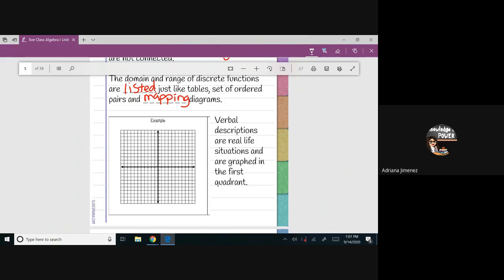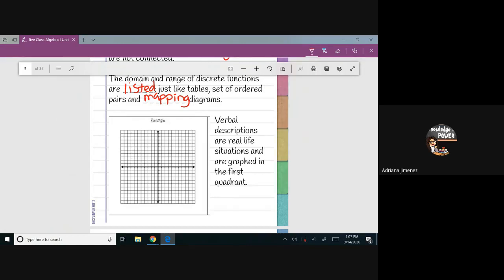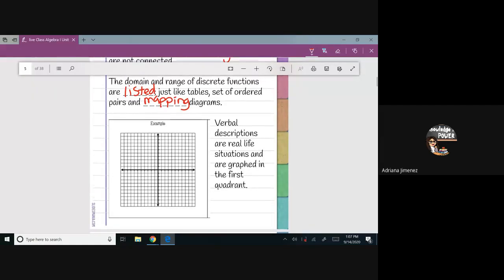range. Now, for verbal descriptions, real situations are graphed in the first quadrant, and the reason why is because we can't use negative numbers. Sometimes they'll be in quadrant 4 if you're talking about diving underwater. If you go underwater, that can be negative, but that's only the y value. But most likely, all of them are going to be in the first quadrant.